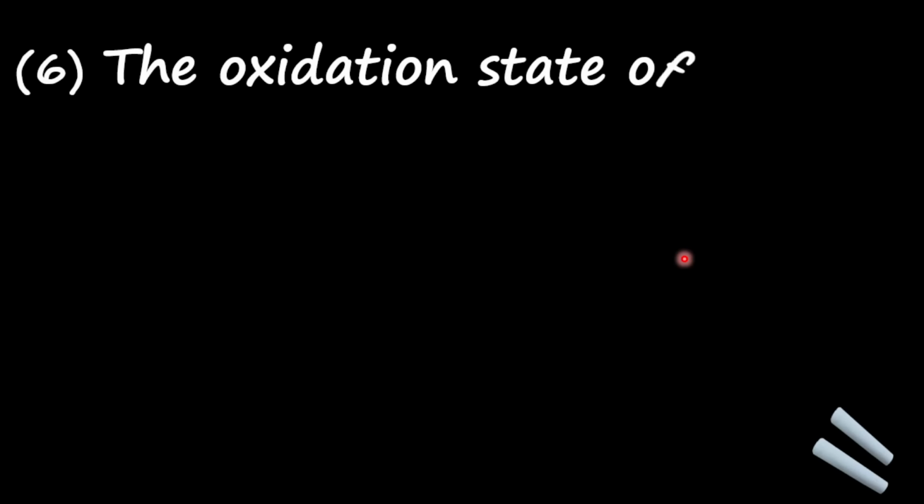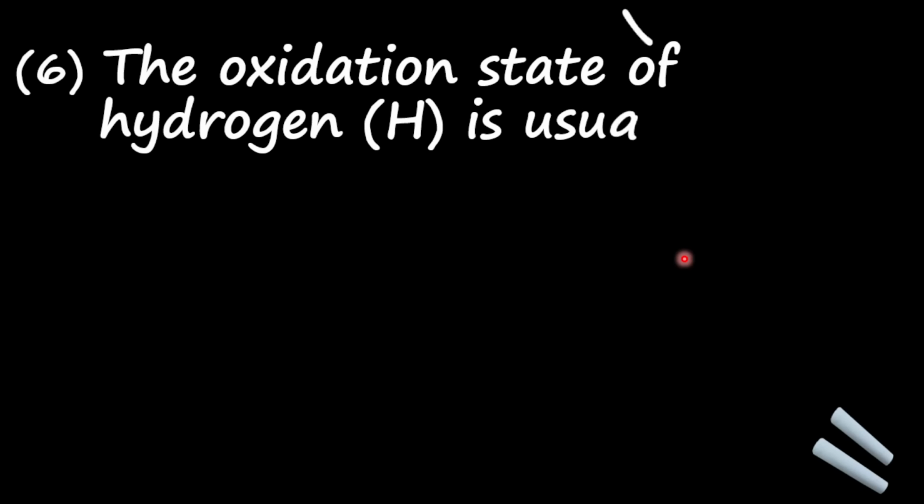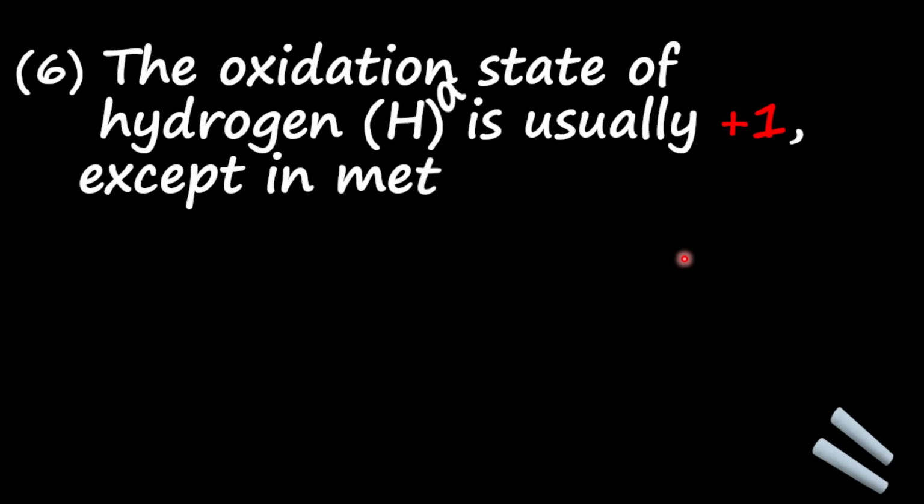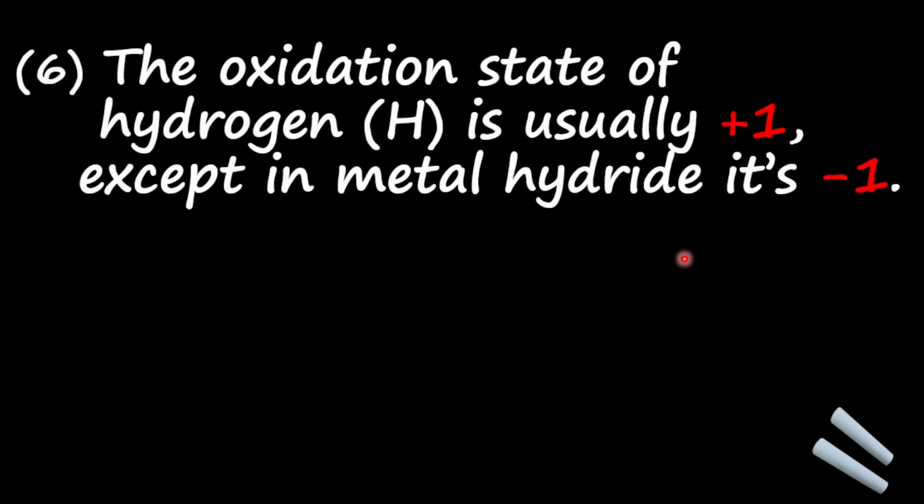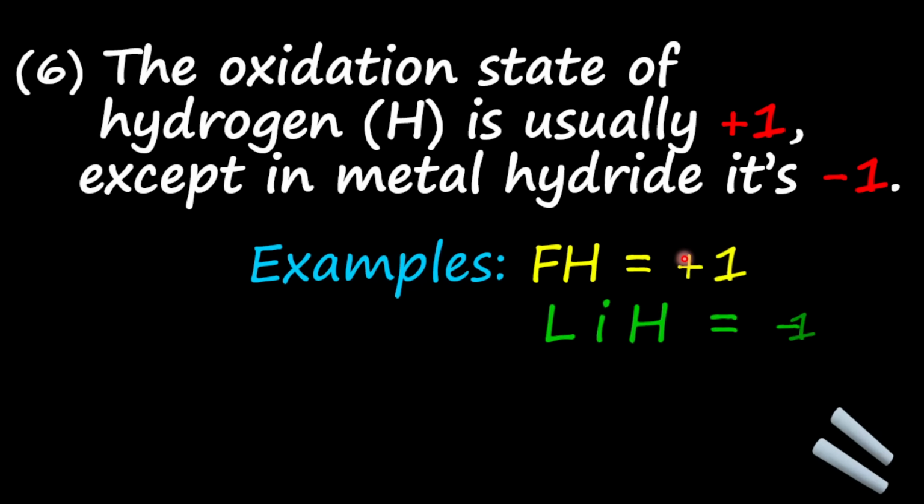So where are we now? We're at the sixth rule, I think the last one. The oxidation state of hydrogen is usually positive 1, except in metal hydrides. Normally it is positive 1, but in metal hydrides it is different. For example, with fluorine and hydrogen, fluorine takes on -1. It is more electronegative than H, and H will lose that electron to become positive. So hydrogen is positive 1 in that case.